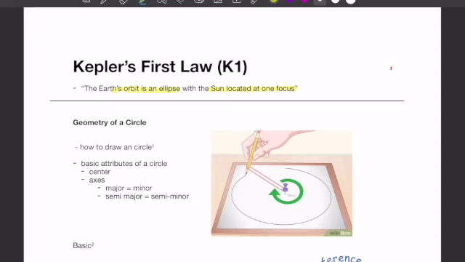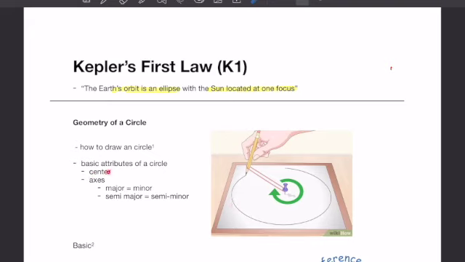So ellipses are shapes that are similar to a circle. And if we look at a circle, the first thing we want to consider is how to draw a circle. Now this picture down here shows a little pin with a string and a pencil. What that string does, if you move it in a circle, is keep the distance between the pencil and the pin constant. That distance is known as the radius. So this allows us to draw a circle with a constant radius.